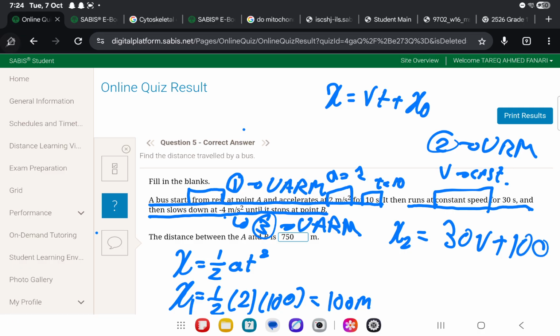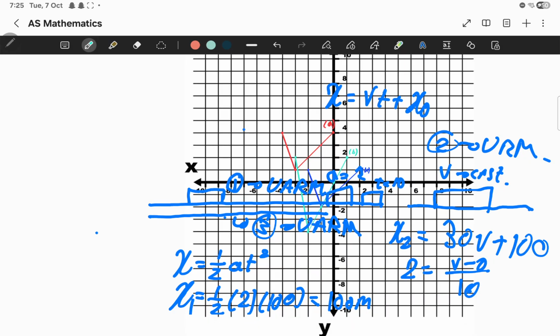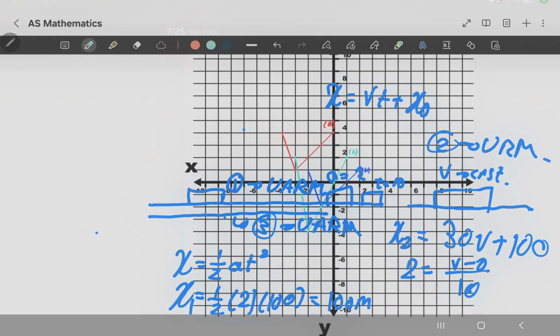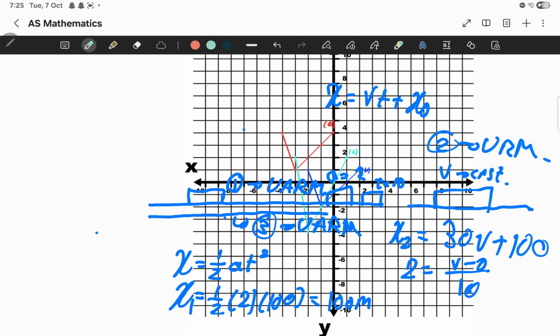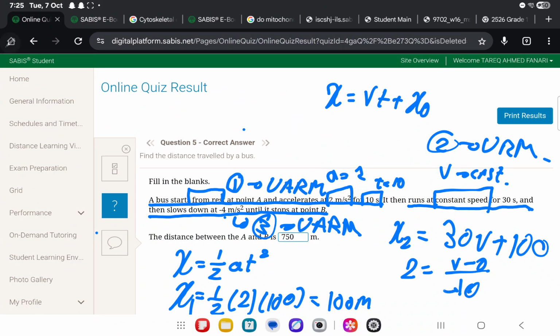Now, how are we going to find v? Similar to the way we found it in the graph. It's the same exact way. So acceleration is delta v over delta t, right? That means that my acceleration, which is 2 meters per second squared, which runs along 10 seconds, is from v minus 0, right? Because it started from rest. So I'm going to multiply 2 times 10 is 20 equals v. So v equals 20, right? I'm going to change this to 20.